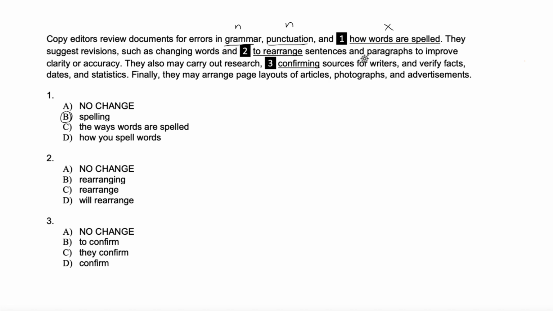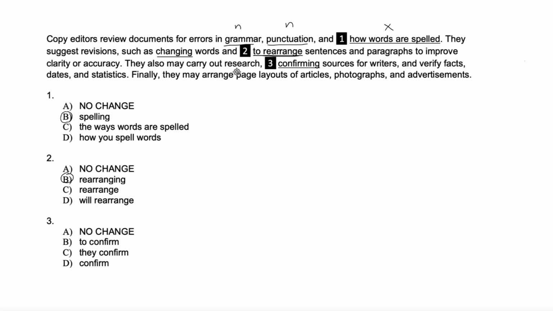Okay, let's continue. This suggests revisions such as changing words and to rearrange sentences and paragraphs to improve clarity or accuracy. Changing words, we have got a gerund over here and an infinitive form over here. So this is wrong. You need to convert the infinitive form into a gerund. So it should be, they suggest revisions such as changing words and rearranging sentences and paragraphs to improve clarity or accuracy.